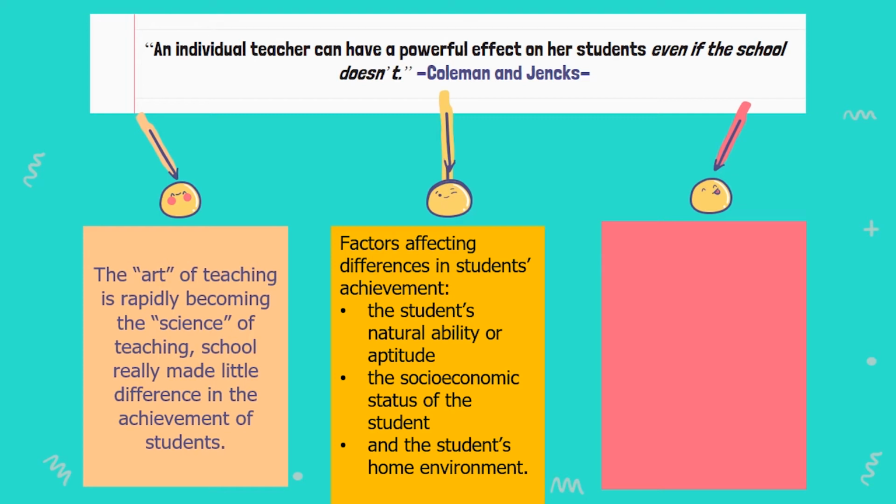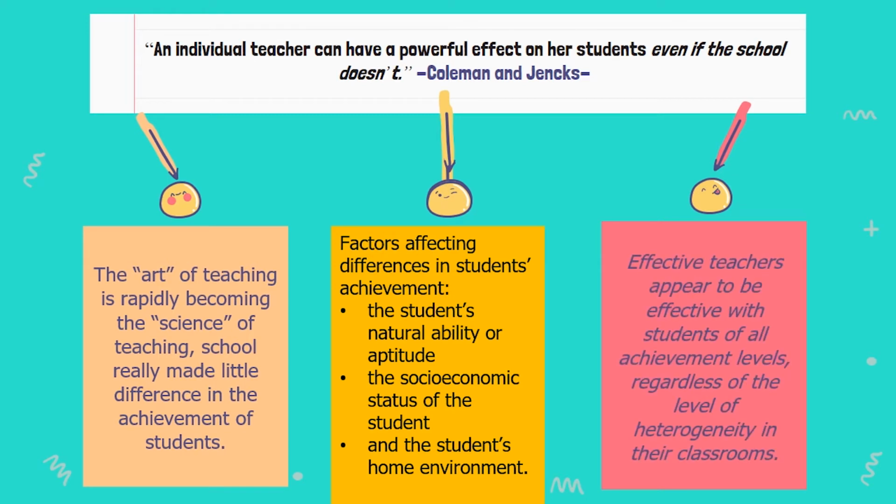Unfortunately, all these things cannot be changed by schools. On the other hand, individual teachers can have a strong influence on student learning, even in schools that are relatively ineffective. How to improve education is more by improving the effectiveness of teachers than by any other single factor.